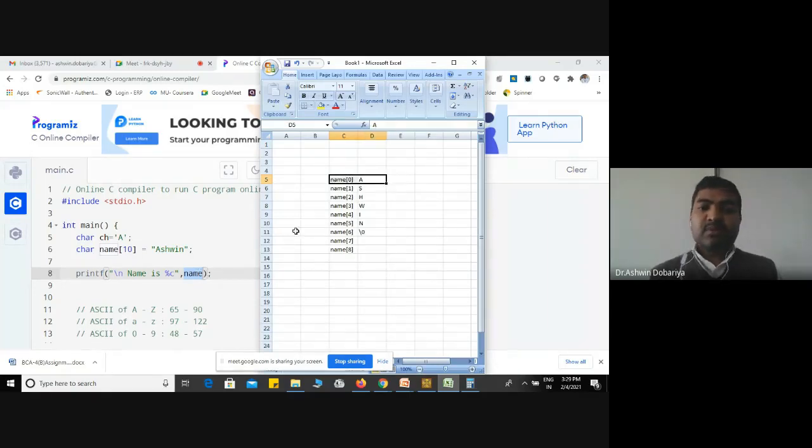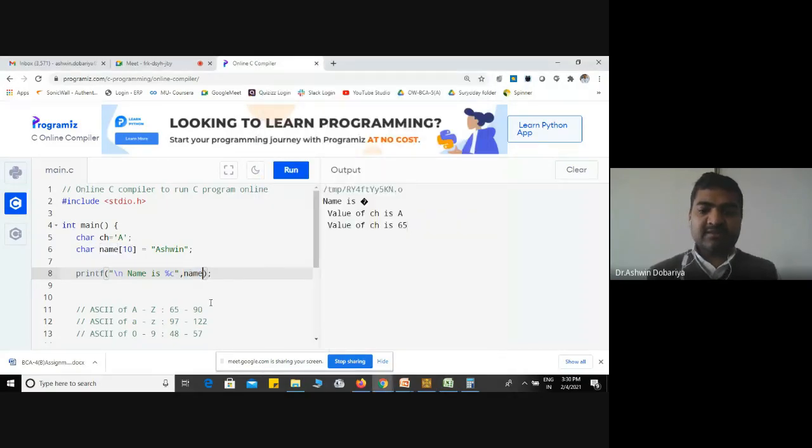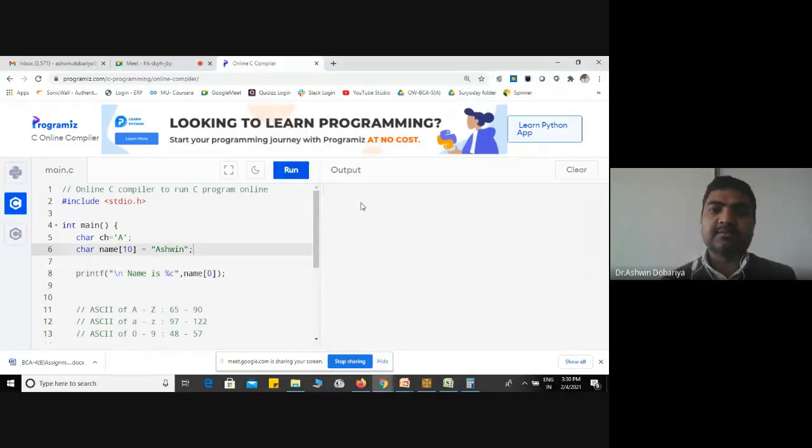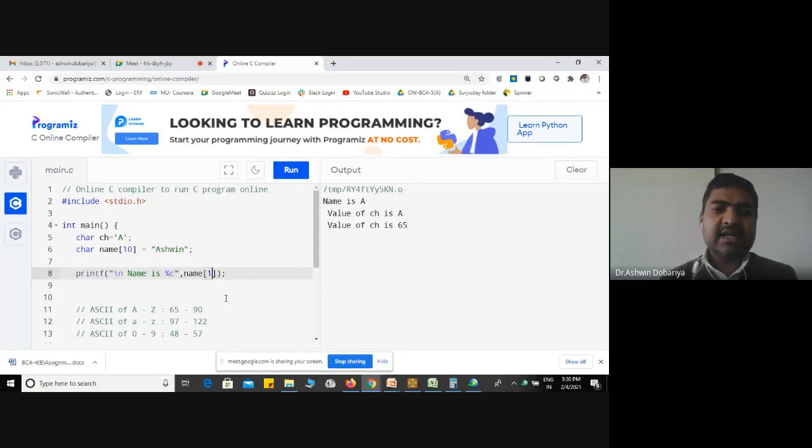But suppose you want to display using %c with the array name, and you mention name of 0. Now you tell me, name of 0 means which character is stored at the first position? A. So now it will display A. See? Clear? If I mention an index, this is known as an index: 0, 1, 2, 3. So if I mention 1, then it will display the second character, S.